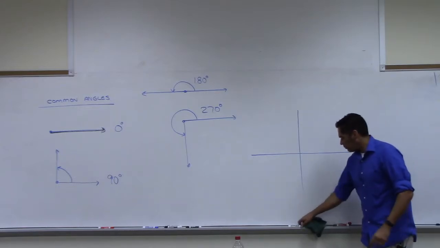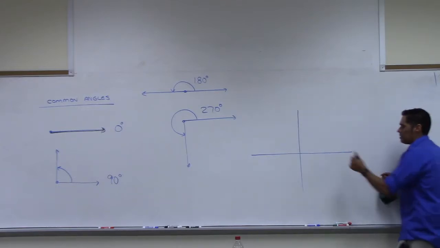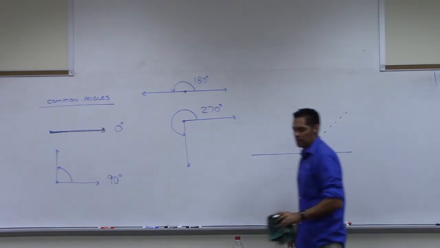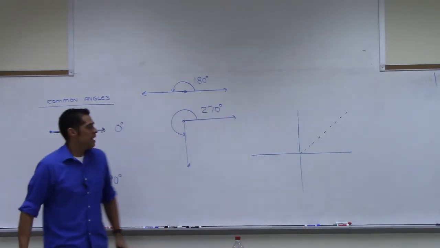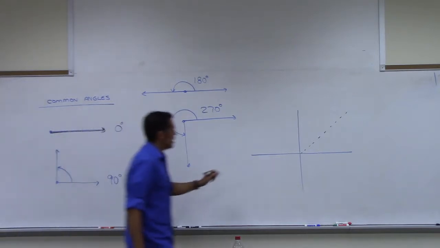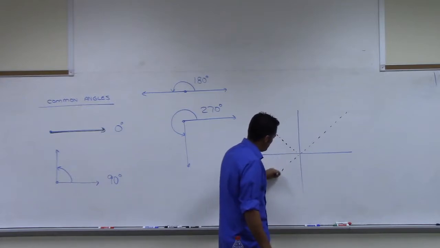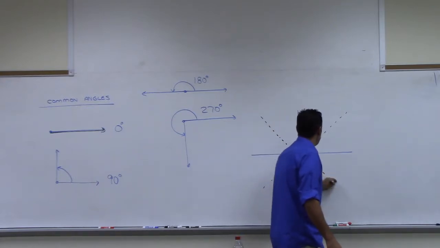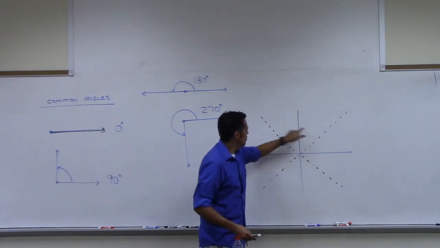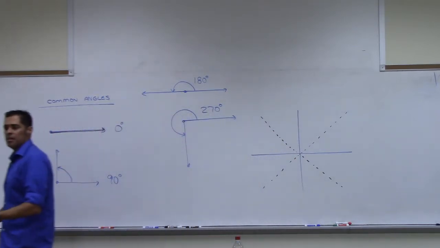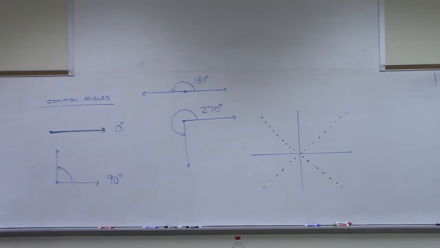So, what about that angle right there? I'm going to leave it dotted for a reason. What's that angle right there? 45. Looks like 45, right? Because what I've done is I'm splitting up 360 into 1, 2, 3, 4, 5, 6, 7, 8 equal pieces, right? And if you take 360 and you divide it by 8, you should get 45.